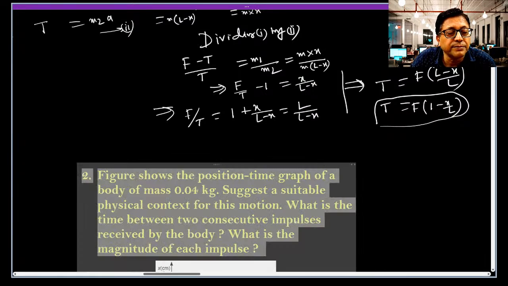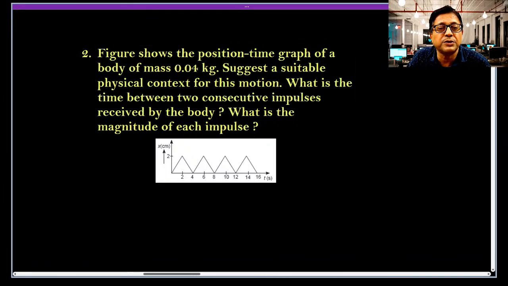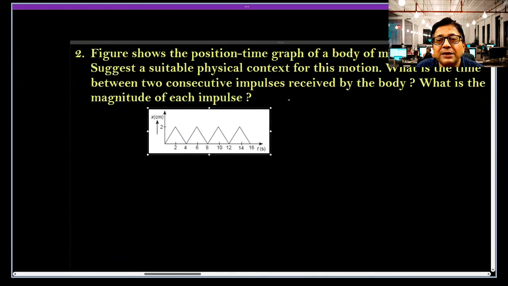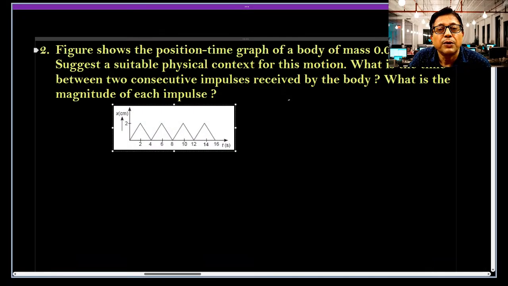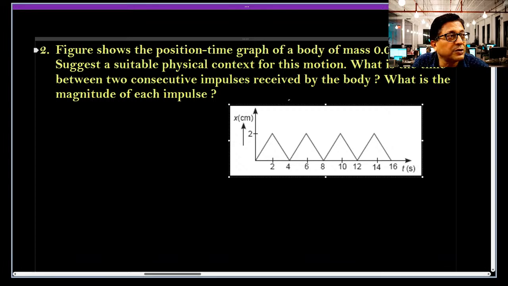Think about this sum. The figure shows the position-time graph of a body of mass 0.04 kg. Read the sum carefully and start solving it before I start doing it. Position-time graph of a body of mass m. M is 0.04 kg. Okay? Suggest a suitable physical context for this motion. What is the time between two consecutive impulses received by the body, and what is the magnitude of each impulse?